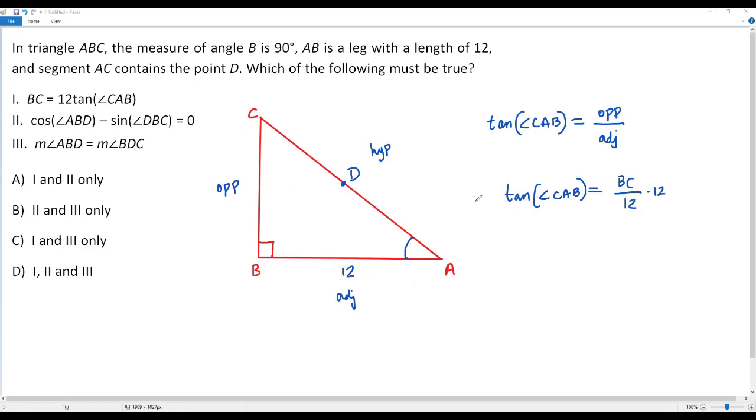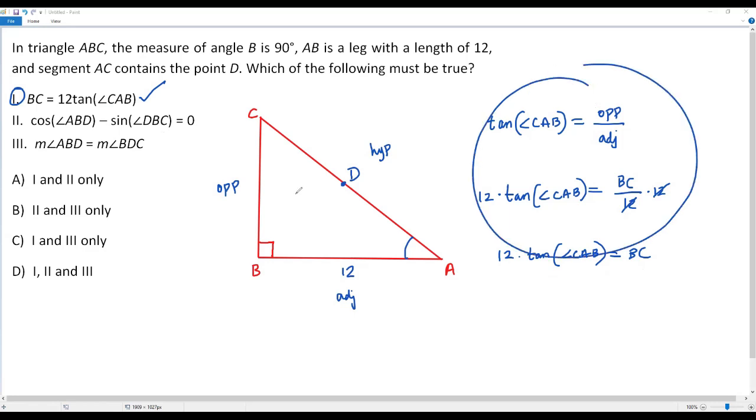Now let me multiply both sides of this equation by 12, then this 12 will cancel out, and we get 12 times tangent of angle CAB equals BC. Okay, here I got the length of the leg BC equal to 12 times the tangent of angle CAB. So we have this exactly in statement 1. So it must be true. Okay, now let me erase this and continue the problem.